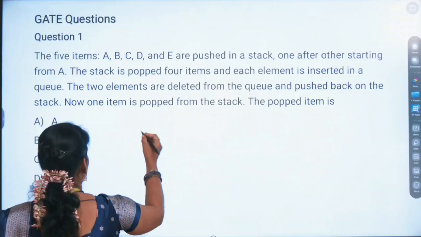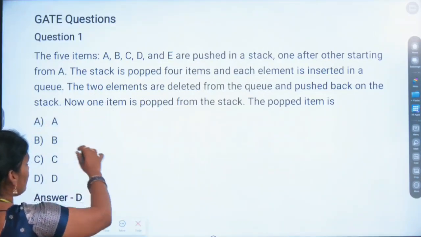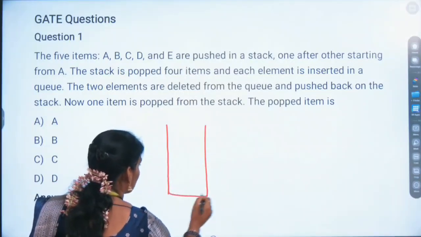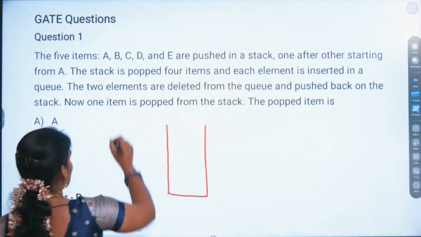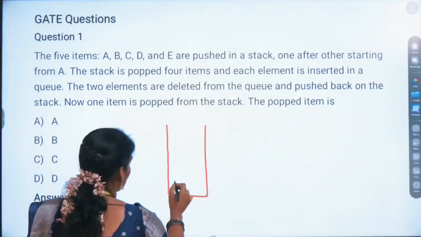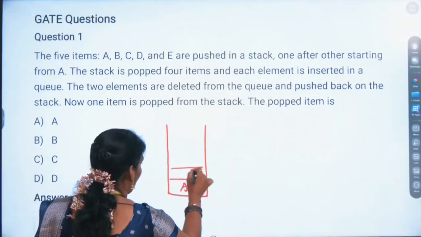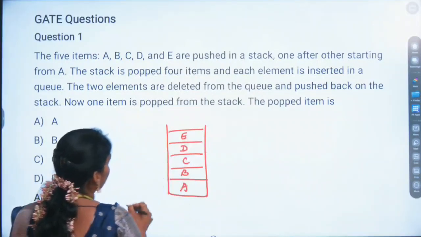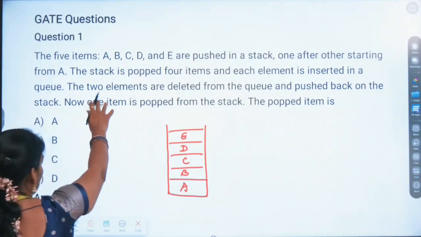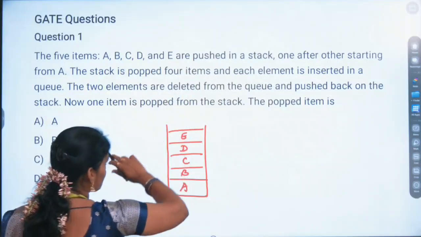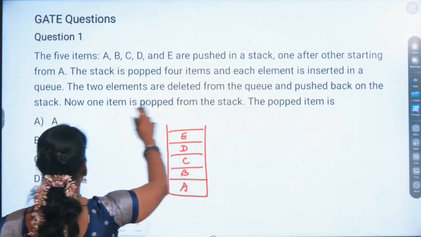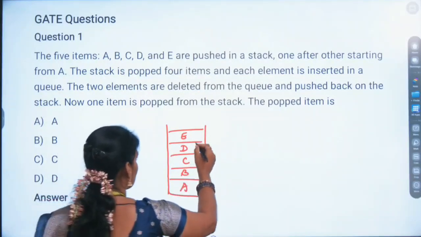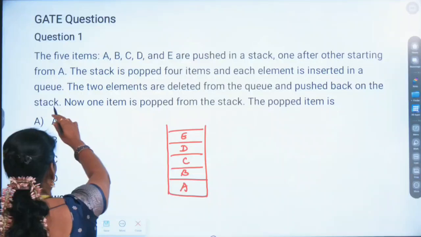In the given question, first we have 5 items A, B, C, D and E. In a stack we have only one end. So push all the 5 items into the stack one by one: A, B, C, D and E. Next the stack is popped 4 times and each element is inserted in a queue. Now we have to pop the 4 items from the stack and insert them in the queue.